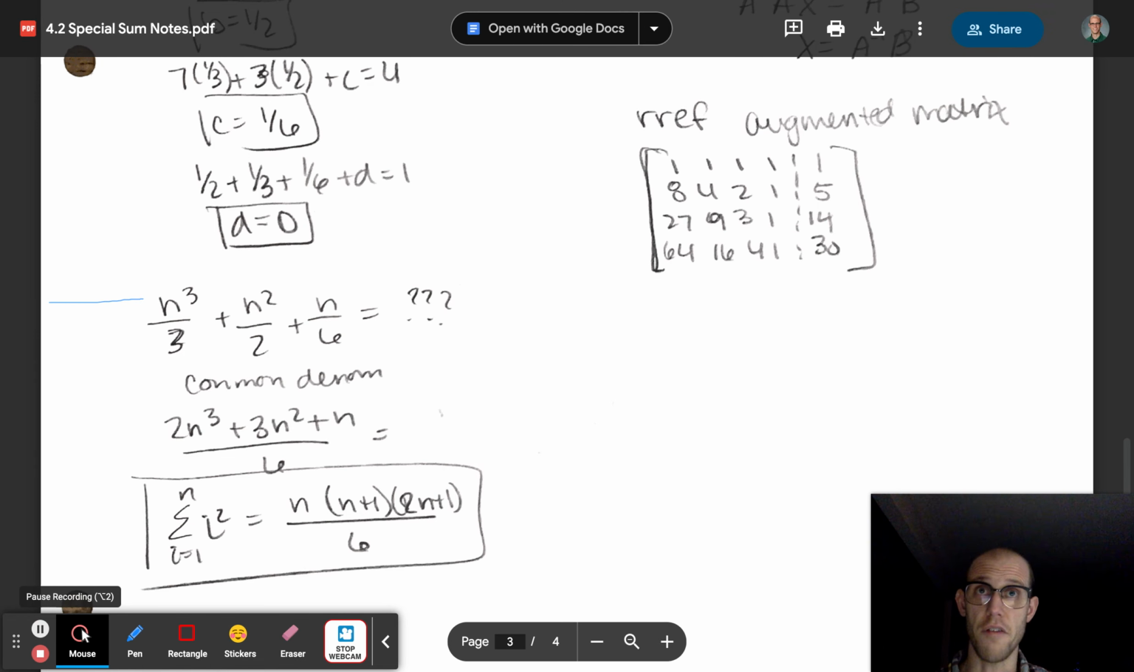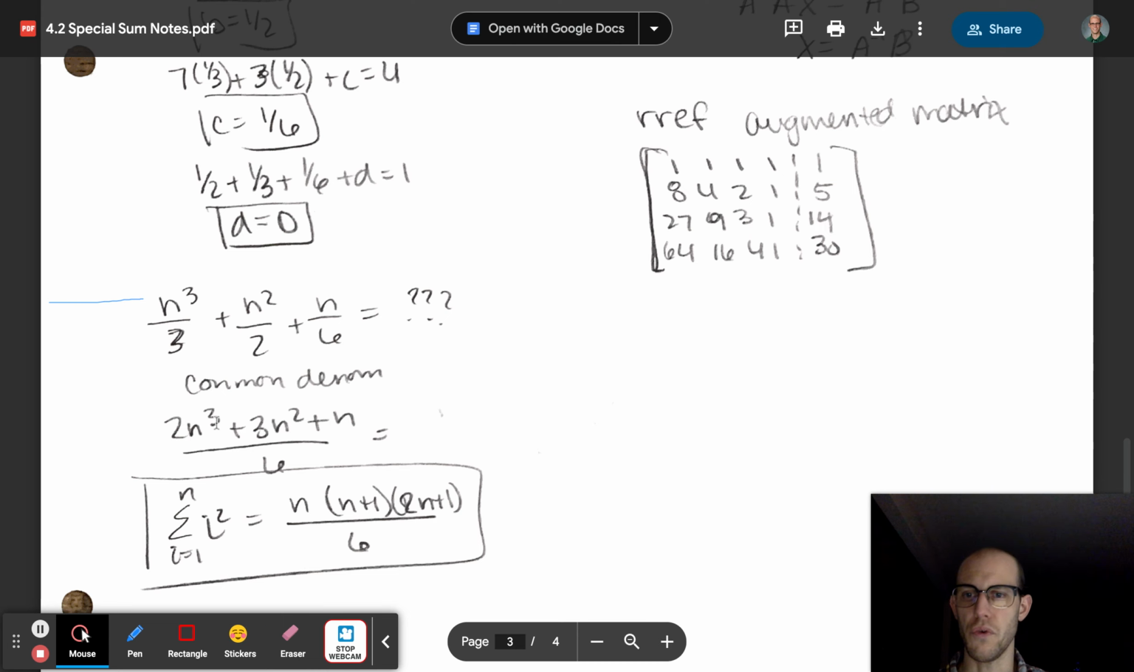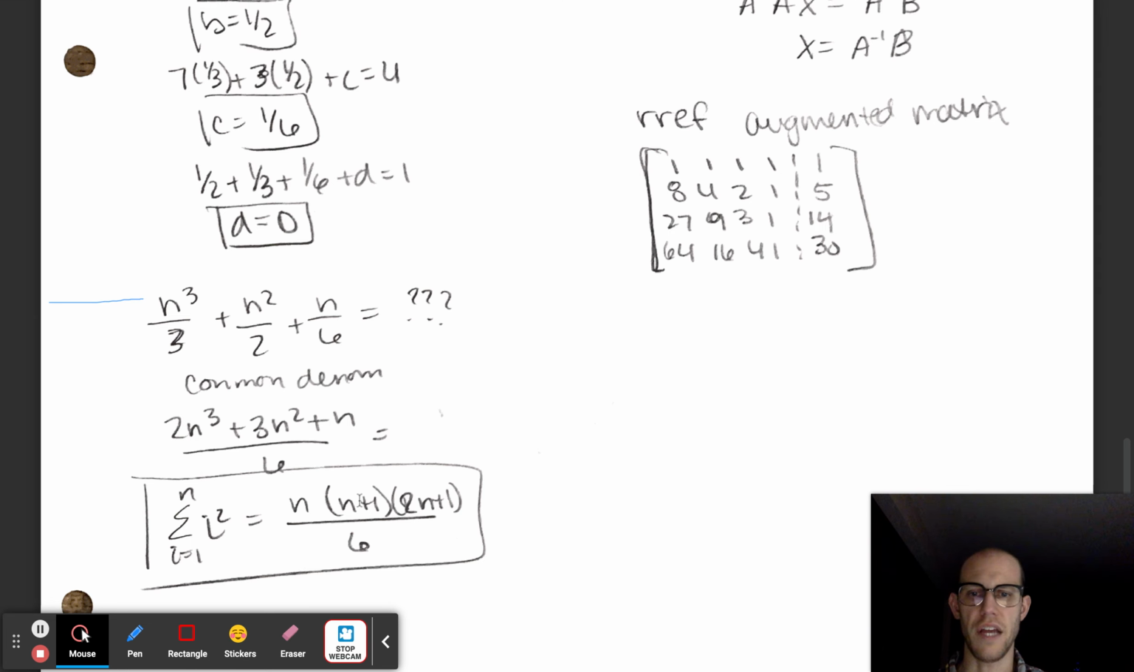That was the sum of i squared with an index starting at 1 and going to n. So this equals this, and I can reformat that a couple different ways. I found a common denominator of 6, so times that by 3, you get 3n squared. Times that by 2, you get 2n cubed. And then you can factor out an n, and then you can factor out an n plus 1.